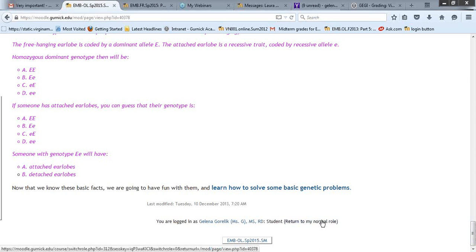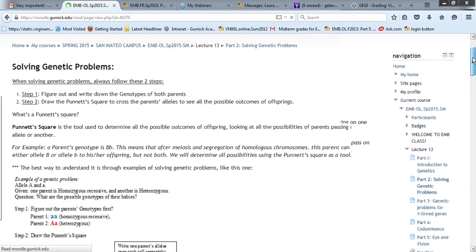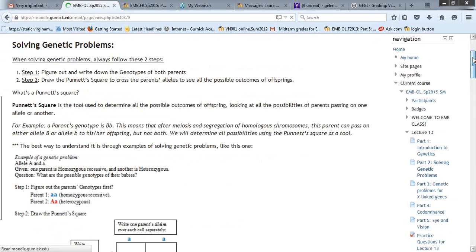Okay, so next, you're going to practice solving some genetic problems. Let's go over some basic genetic problems. When we're solving genetic problems, I mentioned here 2 steps, but I'm actually going to say 3 steps. First step when you're figuring out genetic problems: usually in a genetic problem, you are given a situation and you're given the parents' either phenotype or genotype. So you need to figure out what are the genotypes of the parents. And you want to write that down.